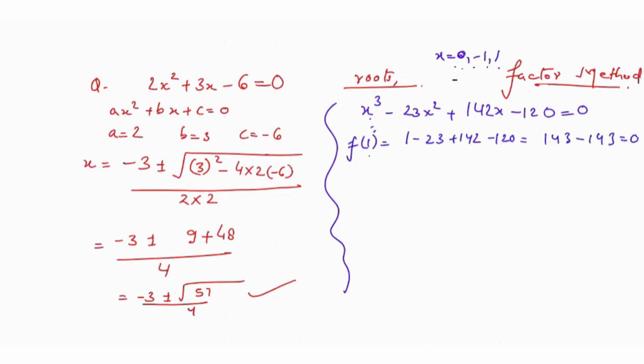Why? Because when we put x as 1, you know that the root is basically the value of x that makes the equation equal to 0. So here it is becoming equal to 0. Now that means that we will get one factor as x minus 1.